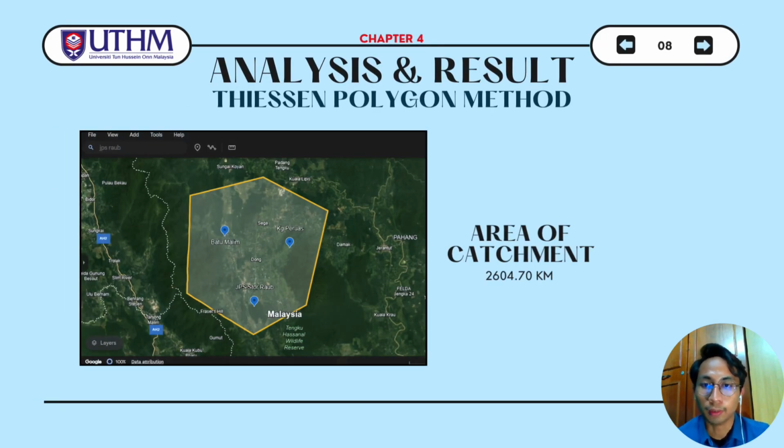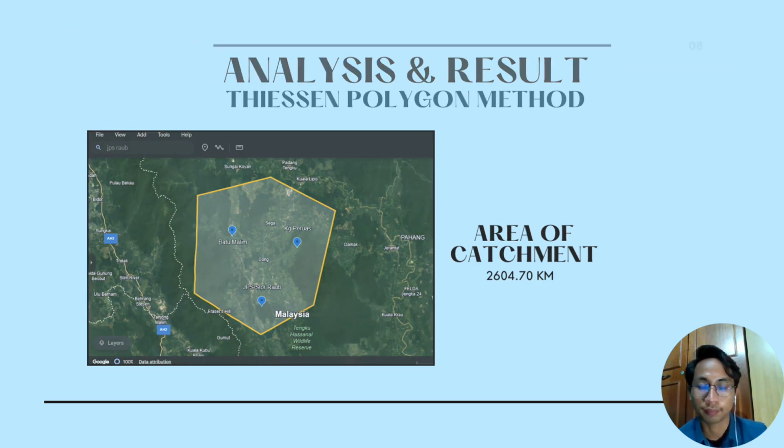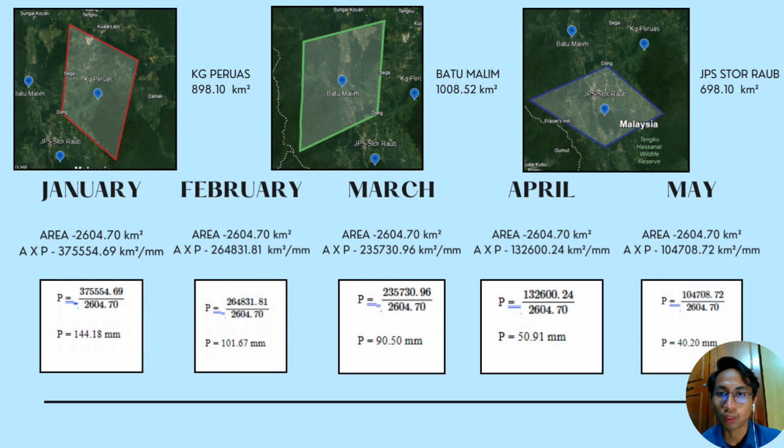The next part of chapter 4 is the Thiessen polygon method. We sketch the polygon that covers the 3 stations in Raub. The total area of the catchment we got is 2604.7 kilometer squared. The area for Kampung Perwas is 898.10 kilometers square, for Batu Malim 1008.52 kilometers square, and the last one, JPS Torau, is 698.10 kilometers square.